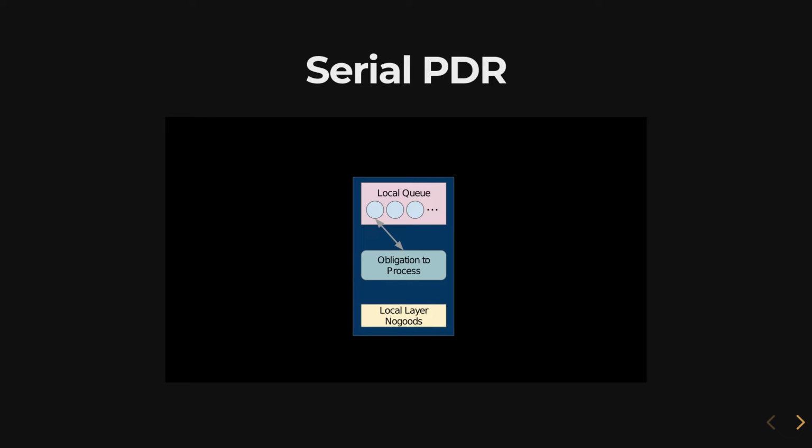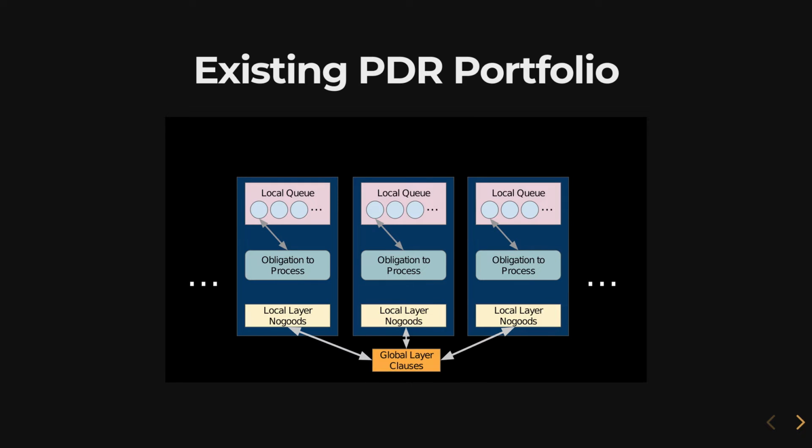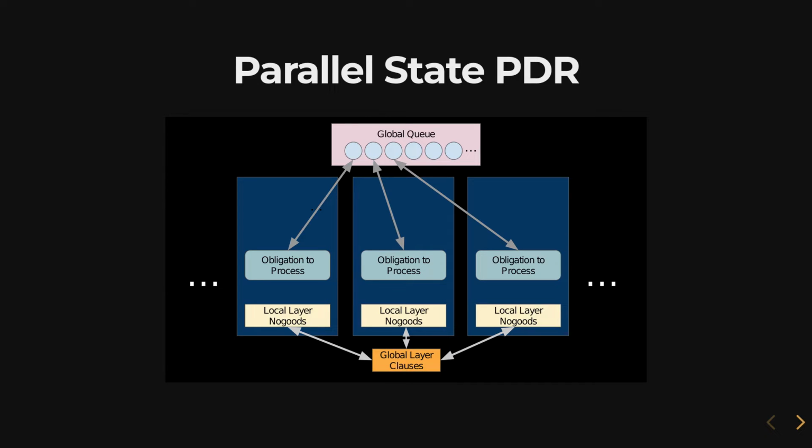So this is a diagram of serial PDR. The blue rectangle is a single PDR process with a queue of obligations, one obligation being processed at a time, and a collection of layer no-goods. There are existing parallelizations of PDR which have a portfolio of PDR processes sharing no-goods between themselves via a central repository, which accelerates PDR. We take this one step further, introducing a central global queue of obligations.